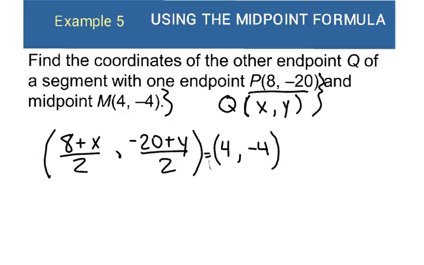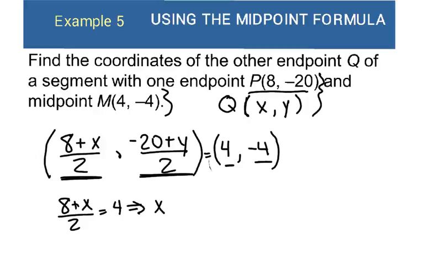All right, so what we do here is we break it down. We set this equal to our x value, this right here equal to our y, and we solve for our x and y. So we have 8 plus x over 2 equals 4. And that gives us x is equal to 0. And if you have questions how to solve that, let me know. I'll help you out in class.